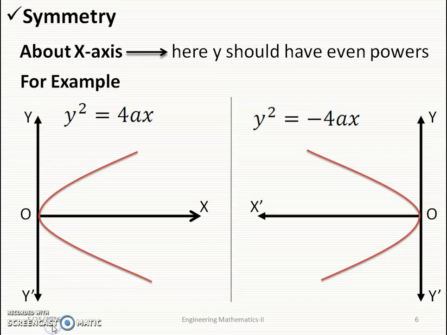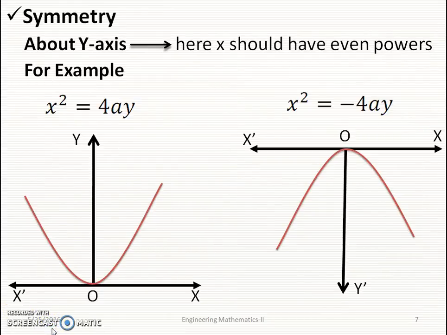Now for illustration, consider some examples. About the x-axis, y should have even powers within the given equation. This is one example, y square is equal to 4x. This is the equation of a parabola. In this equation, y appears with the even power 2, therefore this is symmetrical about the x-axis. We can see here in this figure. Similarly, the second example, y square is equal to minus 4ax. This is the curve and this is the x-axis. Only even power of y is there, therefore this curve is symmetrical about the x-axis.